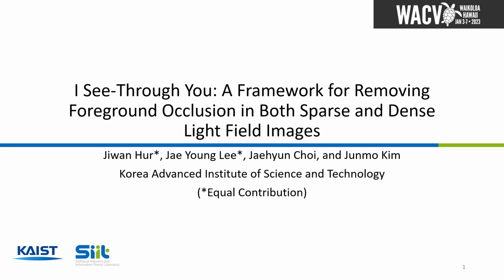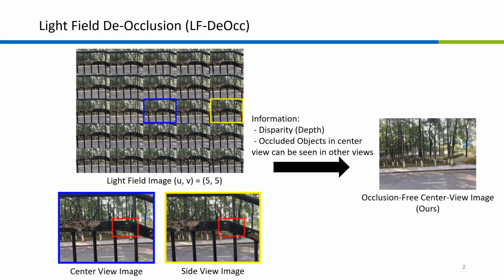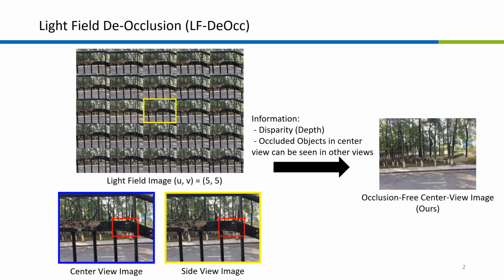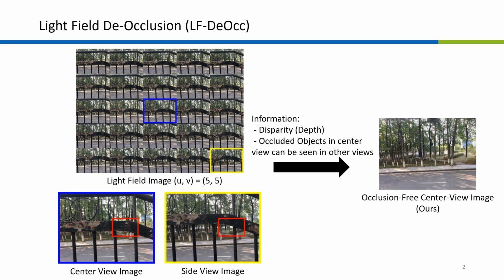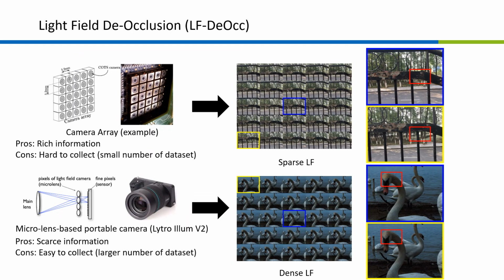Hello, I'm Jiwan, and in this talk, I will present a framework for removing foreground occlusion in both sparse and dense light field images. In a light field, the occluded objects can be seen in other views. Using this information, the light field de-occlusion task aims to reconstruct an occlusion-free center view image. There are mainly two types of light field image.